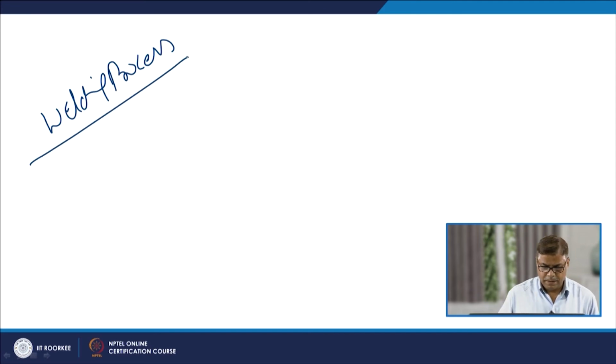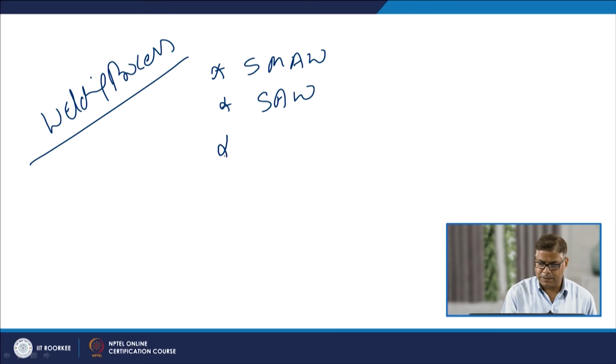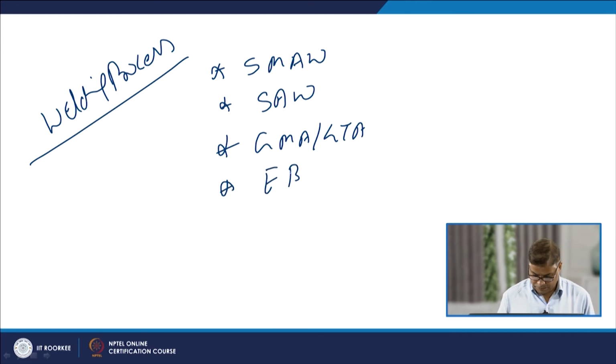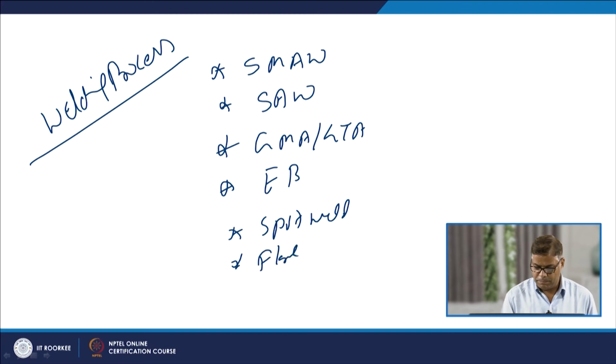Now, we will be talking about the welding processes. We can use the entire range of the common welding processes like shielded metal arc welding, submerged arc welding, gas metal and gas tungsten arc welding, electron beam welding, and other processes like spot welding or flash spot welding.